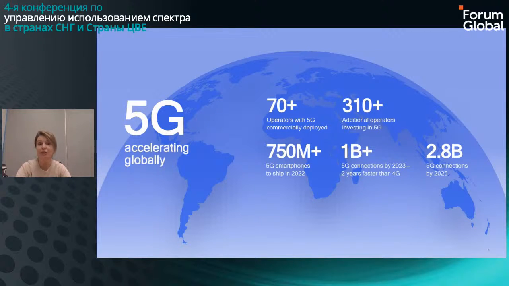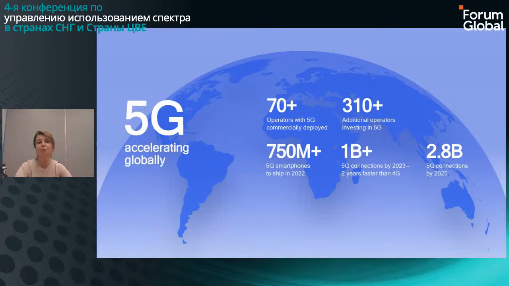The numbers you see here are quite self-explanatory, and these are November's data. At this time, more than 70 operators have already rolled out commercial millimeter wave, sub-6, and low-band networks, and more than 300 operators are already investing in 5G technologies in their geographies. As commoditization of terminal and network equipment in 5G is happening so quickly, we expect that more than 750 million smartphones will be sold by 2022, and more than 1 billion connections will be up and running in the upcoming couple of years, ending up at nearly 3 billion connections by 2025.